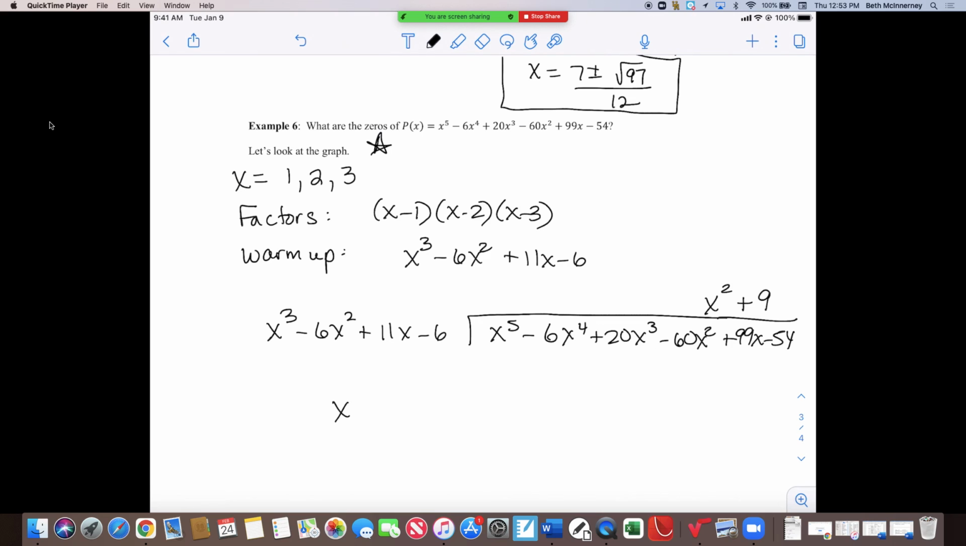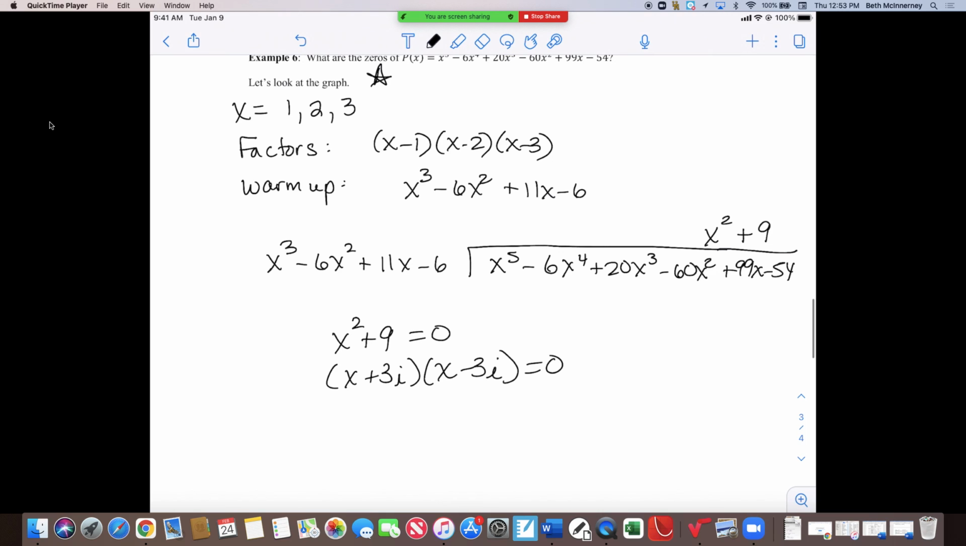But how does x squared plus 9 factor? This was just on our most recent quiz, right? Or something like it. This factors into x plus 3i and x minus 3i. And so what's really interesting is that if I go look at a graph, you don't see the imaginary solutions because they're imaginary, okay? You don't see those complex solutions.